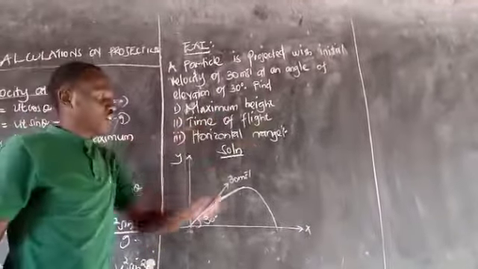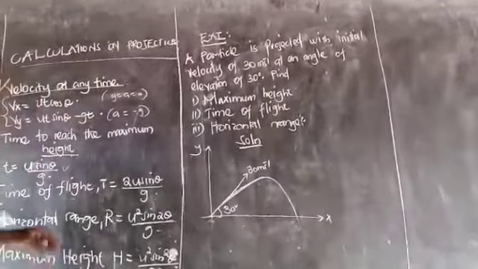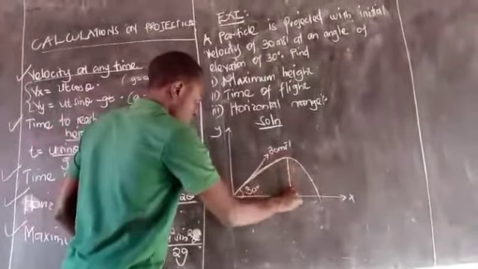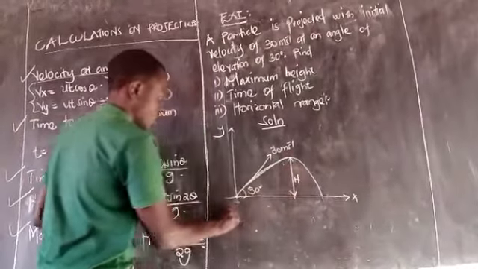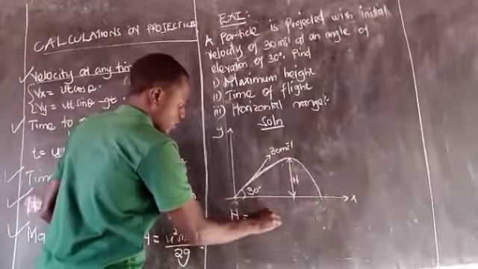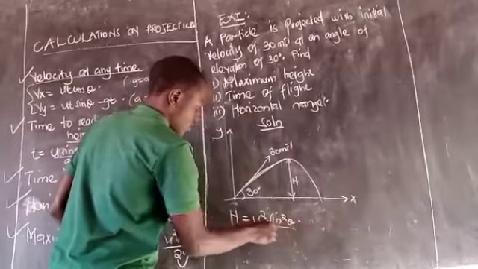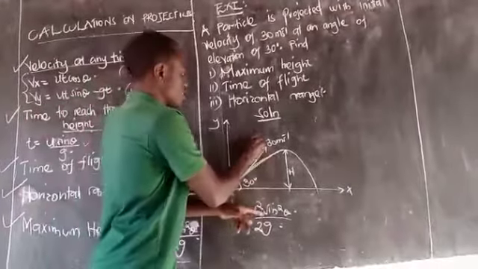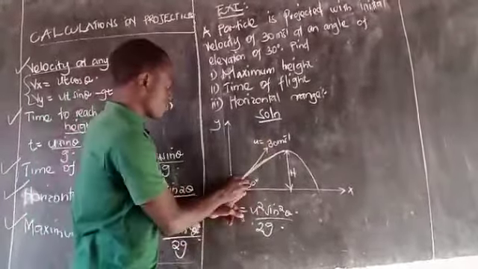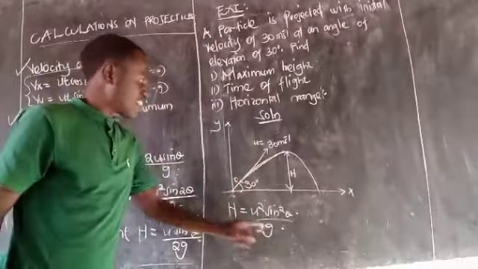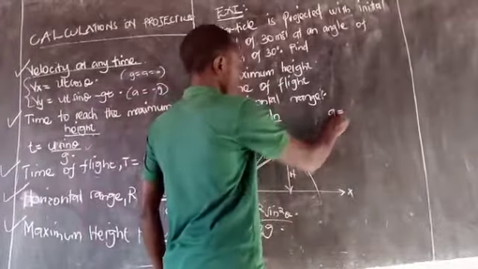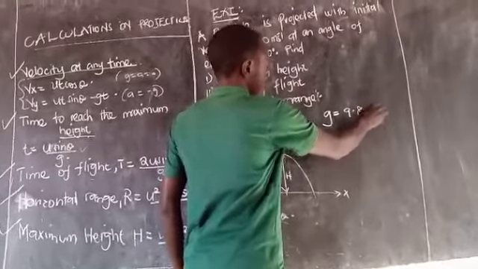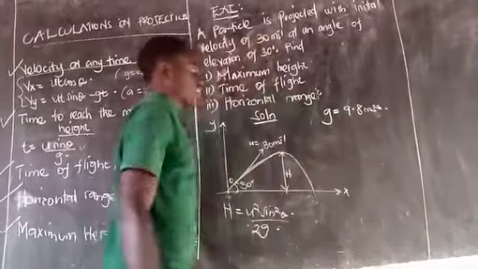we shall see that if we are required to compute the maximum height, we derived in the previous lesson that the maximum height H, which is at this point, is got from H equals U squared sine squared theta over 2G. Then, given the initial velocity U, which is 30 meters per second, the angle theta of projection, and then acceleration due to gravity, which is a constant. For mathematics, we shall be using 9.8 meters per second squared, and it is acceleration due to gravity.